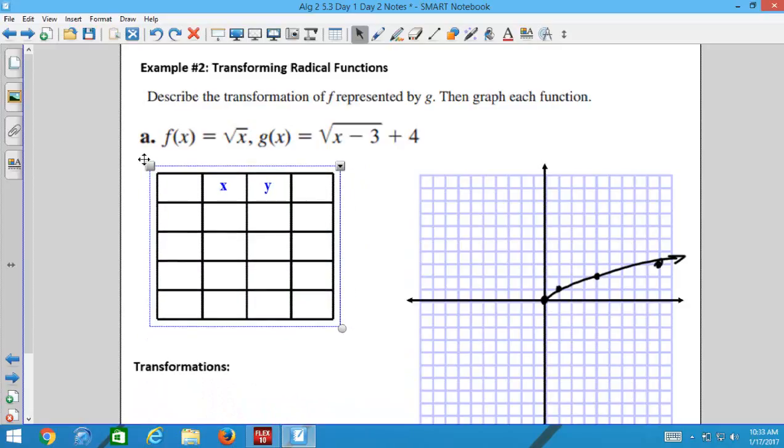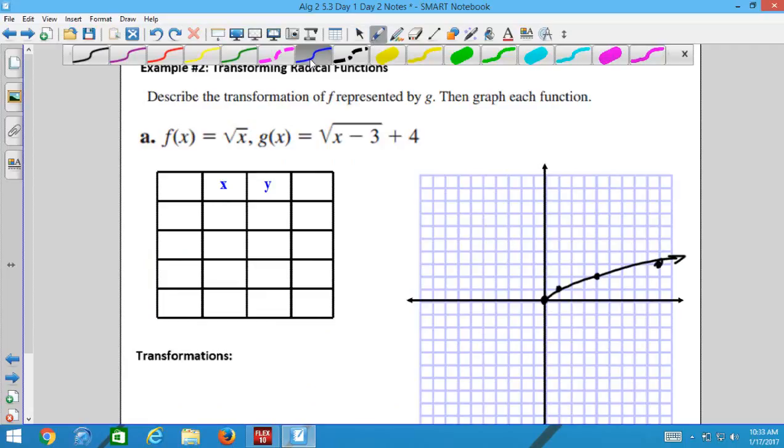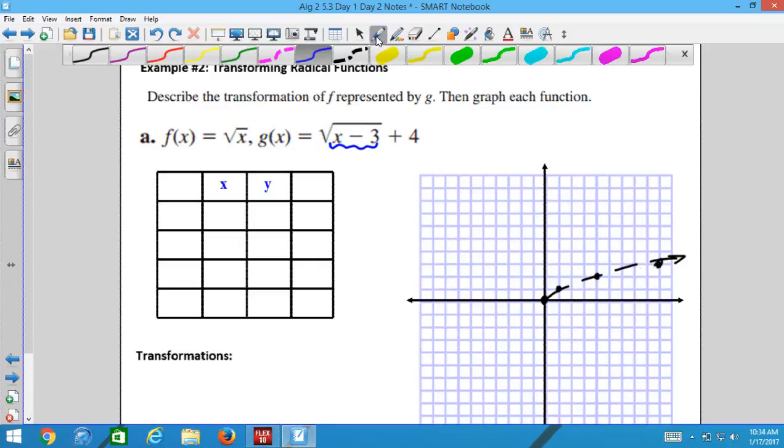This table is useful sometimes. Sometimes it is more of a hassle. So I'm going to show you using the table, but I'm also going to show you without the table. So without the table, we have to know what the numbers mean. What does it mean if there is a number underneath the square root with the x? Look. Don't you draw the parent function dotted? Sure. Okay. What does it mean if there is a number underneath the radical with the x?